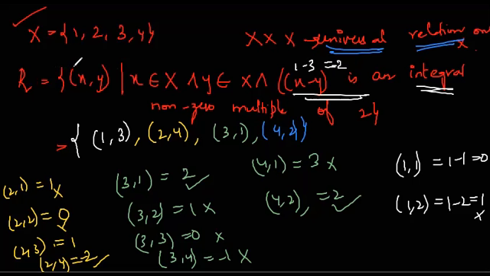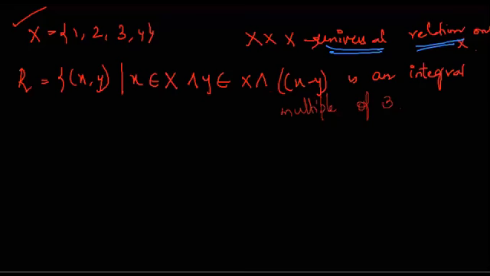Similarly, we can consider an integral non-zero multiple of 3 also. So let's see that example. For an integral multiple of 3, I am directly writing the set. You can verify it for yourself. The relation will be (1, 4), (4, 1). No other ordered pair will satisfy the condition that it should be an integral non-zero multiple of 3. Okay. So this is the solution.